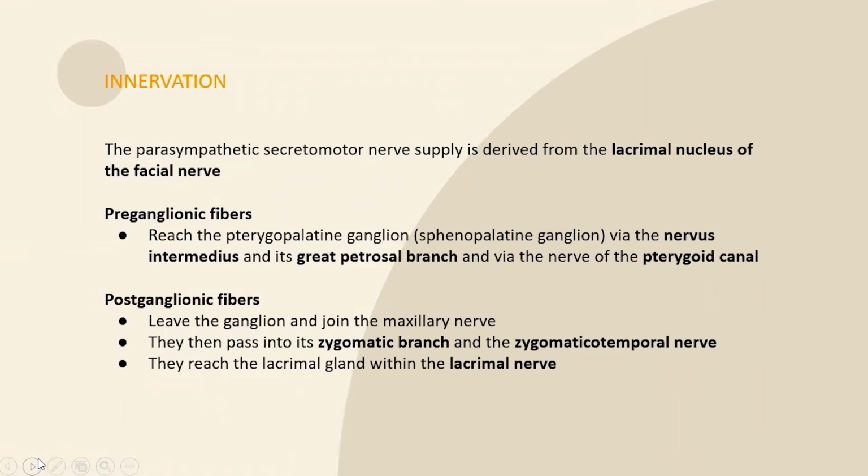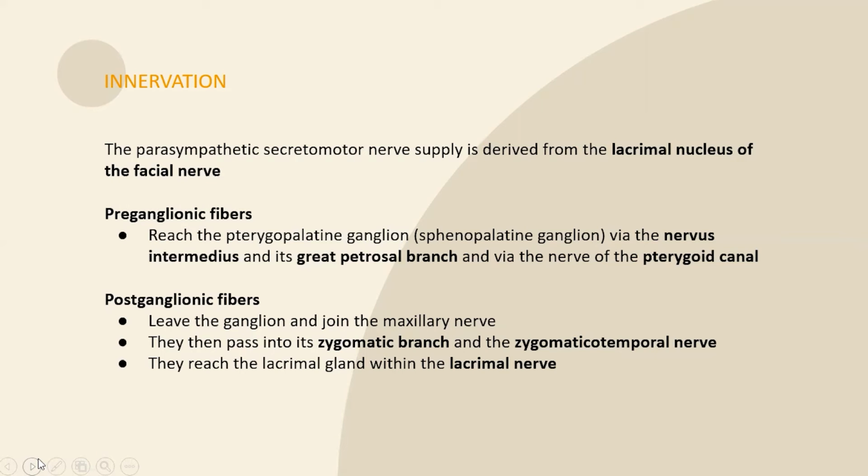The lacrimal gland receives sensory, parasympathetic, as well as sympathetic innervation. So we will be talking about the parasympathetic secretomotor nerve supply first. This nerve supply is derived from the lacrimal nucleus of the facial nerve.